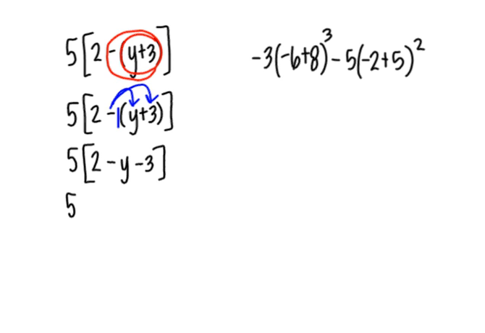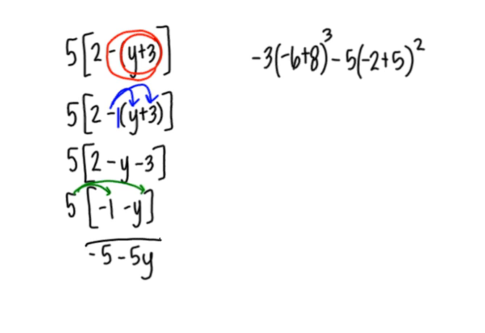I'm going to keep the 5. Inside the brackets, I have a 2 and a negative 3. They have different signs, so I'm going to subtract and take the sign of the larger, which would make that a negative 1. Finishing this one out, I have a 5 outside, and I'm going to distribute it through. So I get negative 5 minus 5y, and that's my answer.